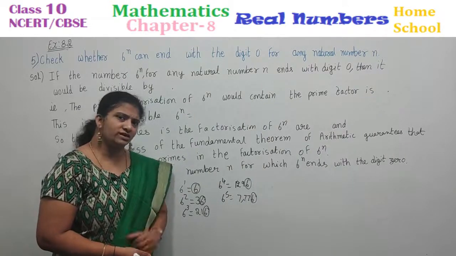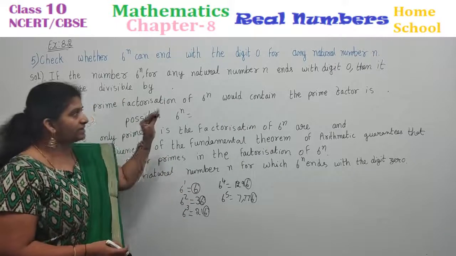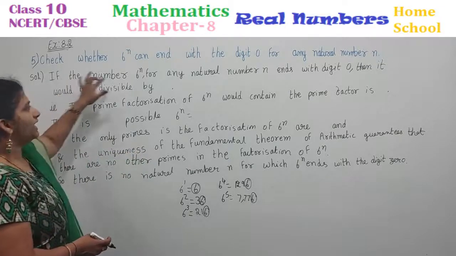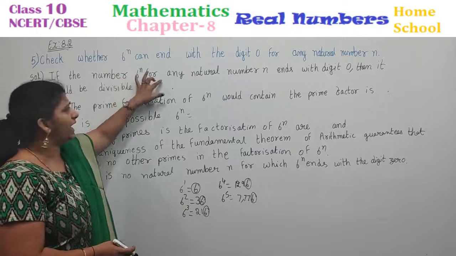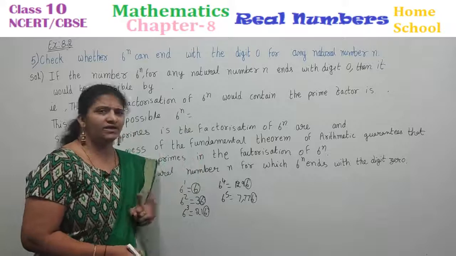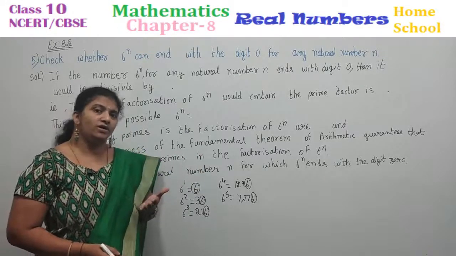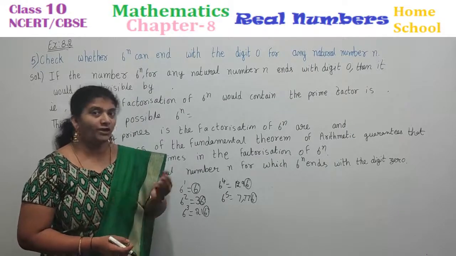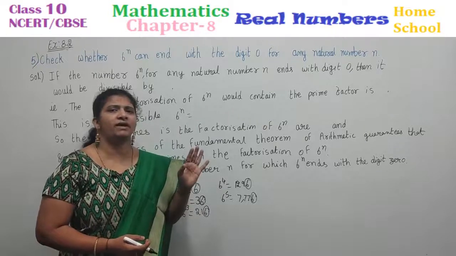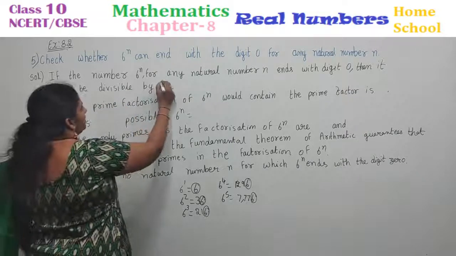How can we prove this, children? See here, this is only the theoretical part. I have already written it, but I have left the missing gaps. You need to answer that. If the number 6 power n for any natural number n ends with 0, what can we say, children? If any number ends with 0, it will be divisible by 5 or 10. Right? If any number ends with 0, it must be divisible by 5. Then it would be divisible by what? 5.